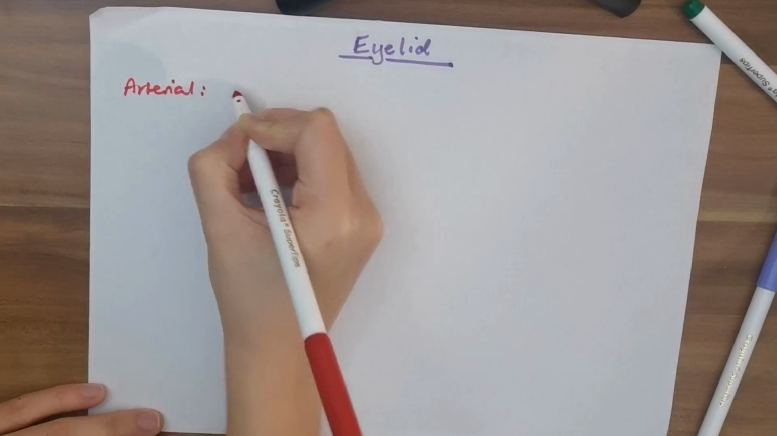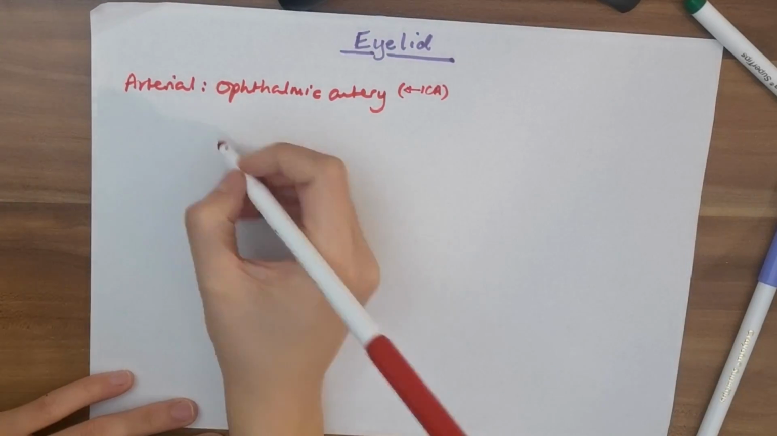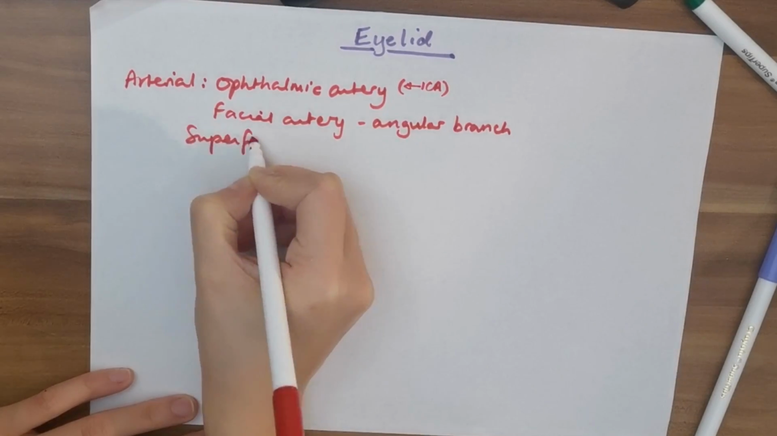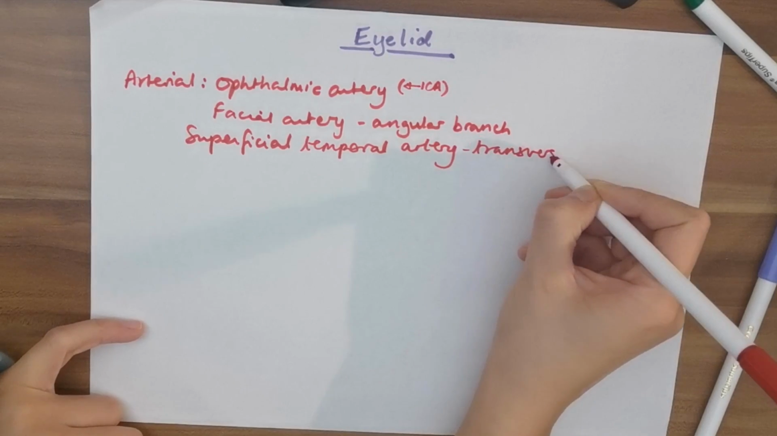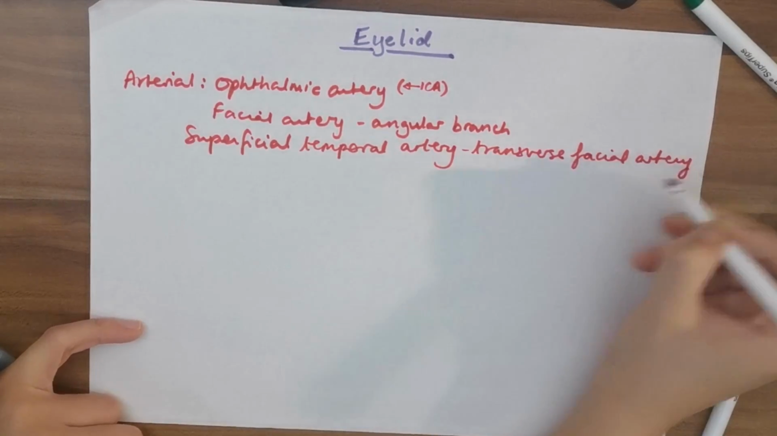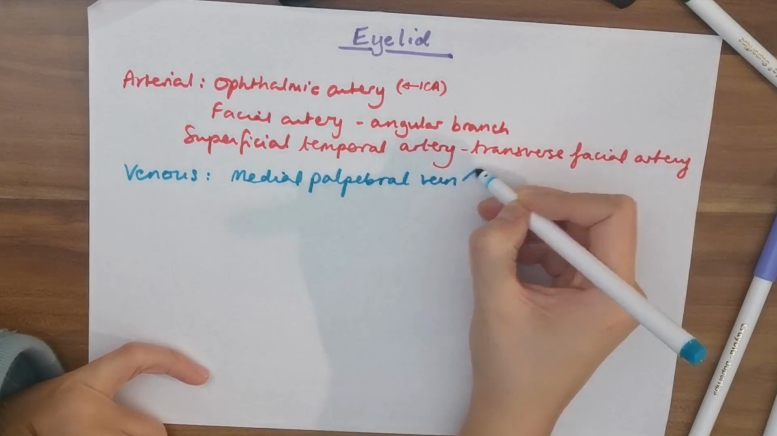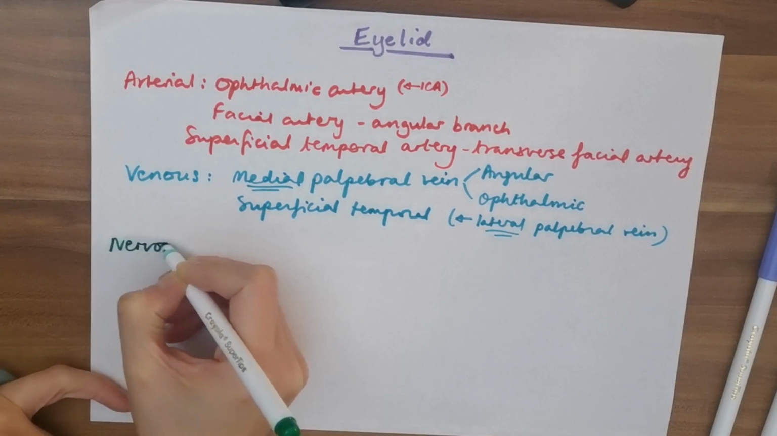So the eyelid gets its supply from the ophthalmic artery, which is a branch of the internal carotid artery. The ophthalmic artery also gives rise to the lacrimal artery, which supplies the lacrimal apparatus, which we covered in the last video. The other supplies of the eyelid are the facial artery and the superficial temporal artery. Blood is then drained via the medial and lateral palpebral veins.